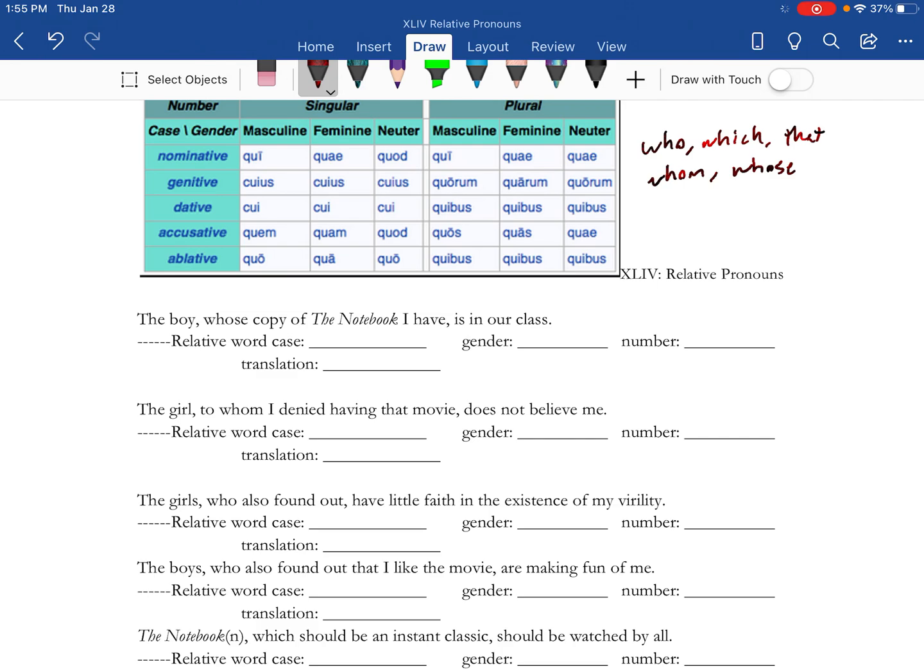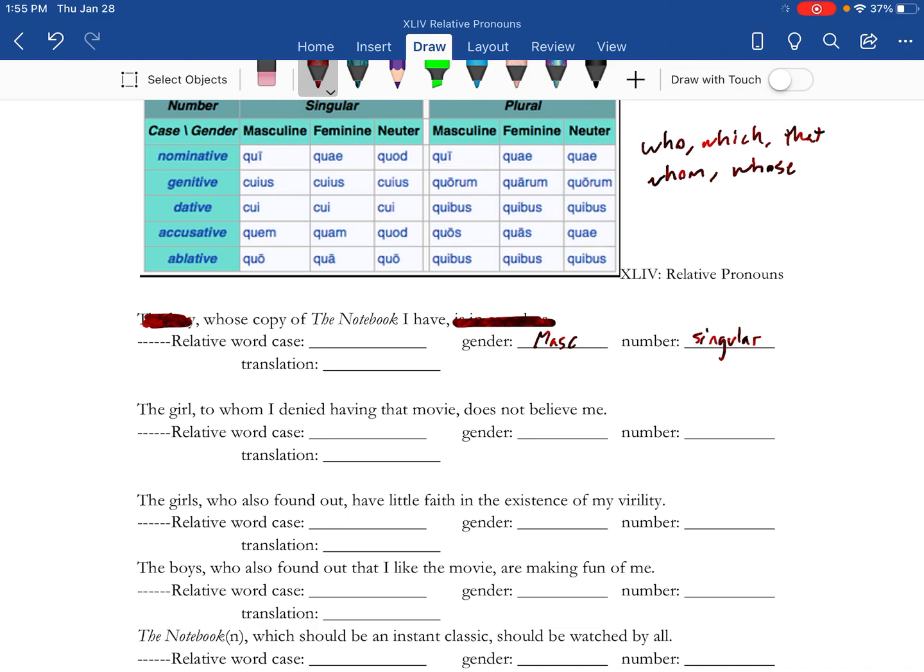So in this first one, whose copy of the notebook I have, that's a relative clause. And so the relative pronoun is the whose. Now, to figure out what translation it is from the chart above, we need to sort out a few things. First off, the antecedent, boy, is masculine, and it's singular. Now, to figure out the case of it, we have to ignore everything outside and figure out its function within the clause. So although the boy is nominative in the subject, the whose may not be.